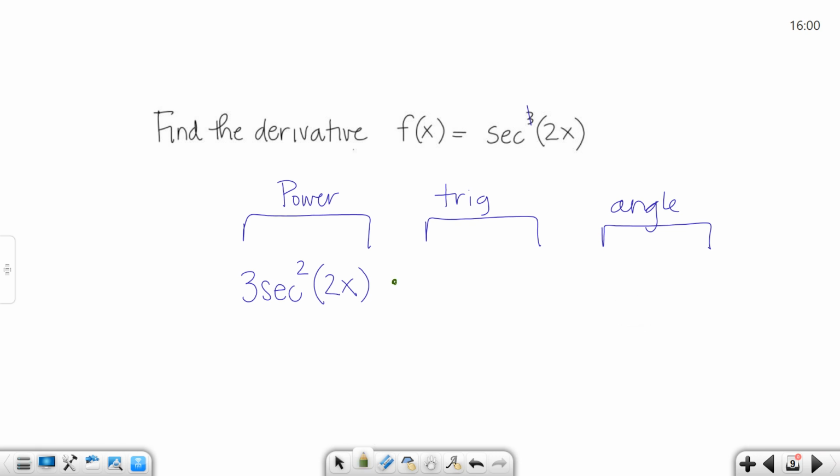The next thing I need to take care of is secant. The derivative of secant is secant tangent, but remember you want to keep your angle. So the derivative would be secant of the angle, tangent of the angle. Now the way that I got that again was the derivative of secant is secant tangent. I just kept the angle. The last piece is the derivative of the angle. This angle has derivative 2.